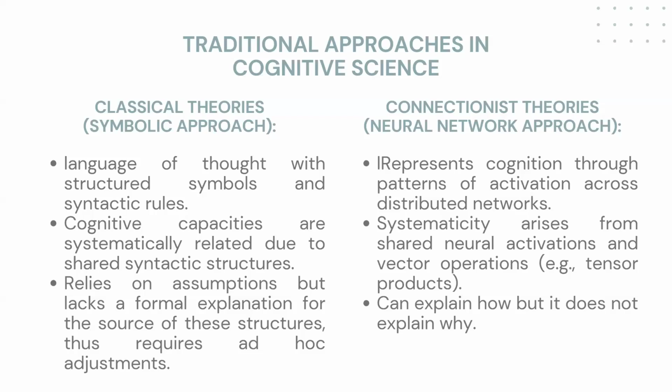So, for example, the two main approaches are the classical theories or symbolic approach, and connectionist theories or neural network approach. For the classical theory, the proposed explanation is that the cognitive capacities are systematically related due to shared syntactic structures, but this relies a lot on assumptions, and there is no formal explanation for that. And the source of the structure is also unclear, and it's not derived from the principles of the theory itself.